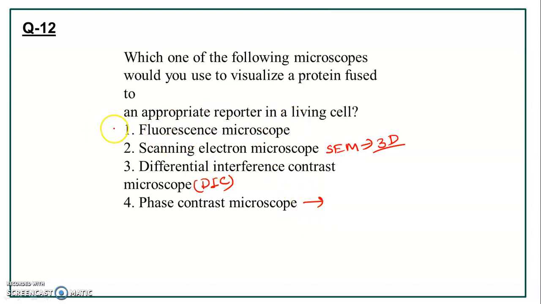So we can use fluorescence microscopy. Fluorescence microscopy is actually used for the visualization of proteins, and fusion proteins can be visualized by fluorescence microscopy. A fluorescent tag or fluorescent probe, or a fluorescent-based antibody, can be used and visualized in the fluorescence microscope. So the answer is option 1. Now we'll come to the next question.